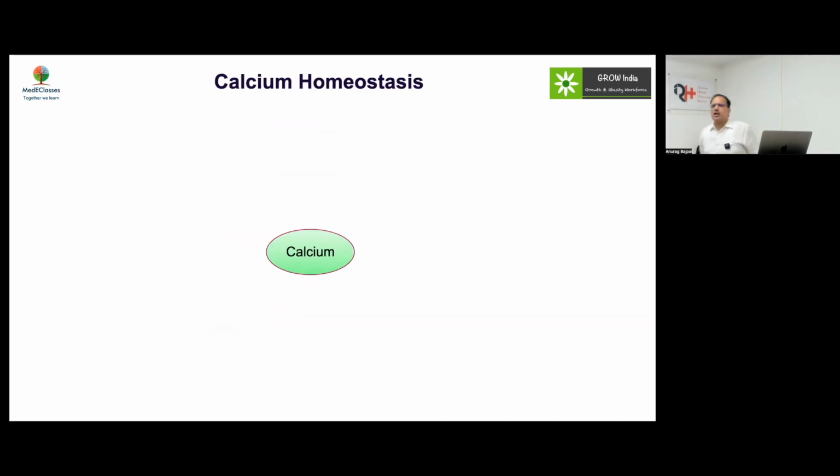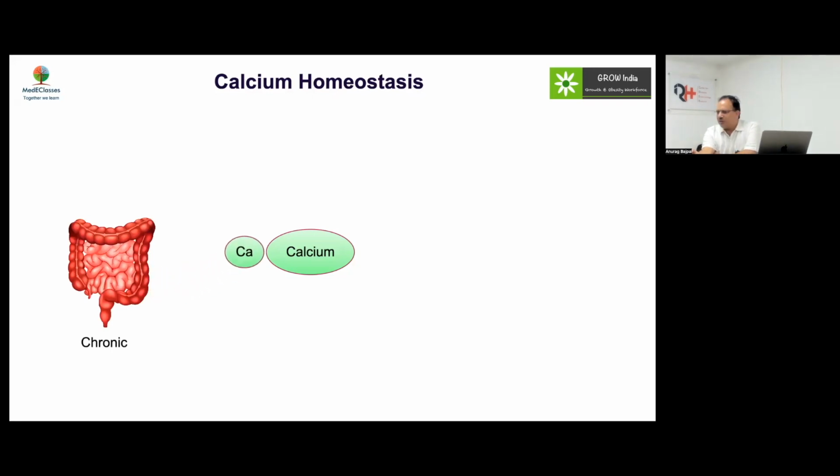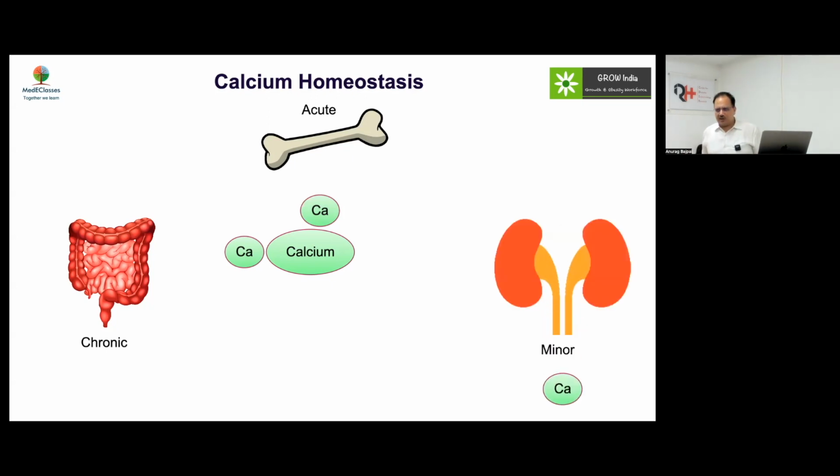A word about calcium homeostasis. Essentially, when we talk about calcium homeostasis, we are talking about 3 major organs and 3 major hormones which play a role. We have the intestine, which is the chronic source of calcium, and long-term abnormalities in calcium are often related to intestinal absorption. We have the acute source, which is the bone, which will immediately give calcium if you have a deficiency. And of course, a minor player is the kidneys, which retain the calcium.